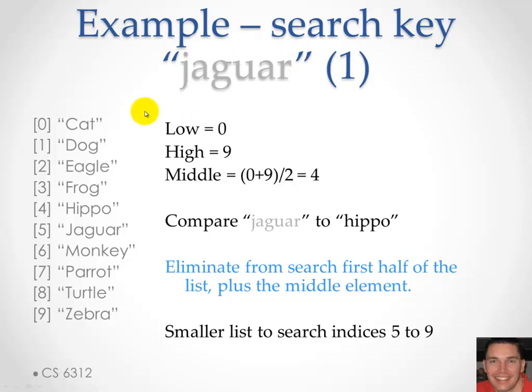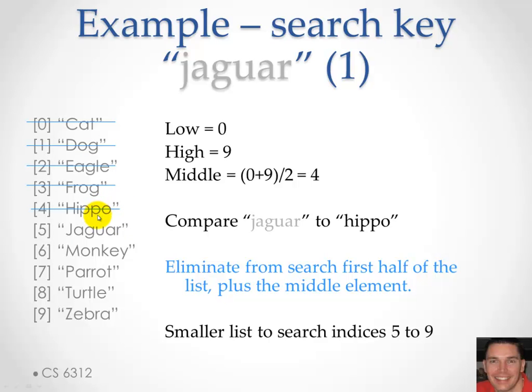Here, I'm going to do a little example. We have a sorted list of animals here, and we're going to be searching for the word jaguar. So the first thing I do is come in here. I've got my low index and my high index. I calculate my middle, which equals 4. So I compare jaguar to hippo. Does jaguar equal hippo? No, it's not. It's actually greater than.